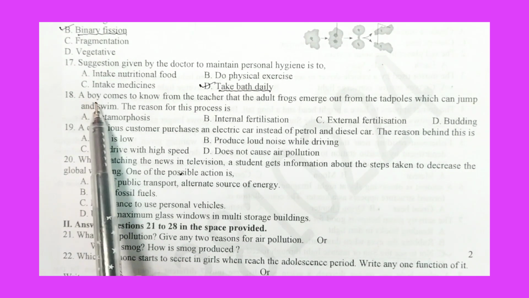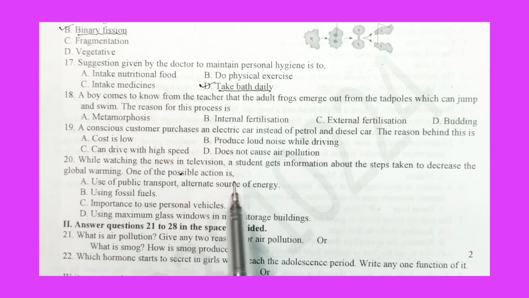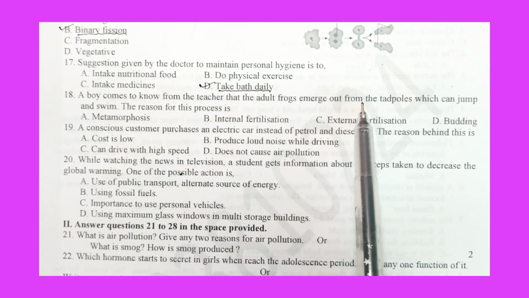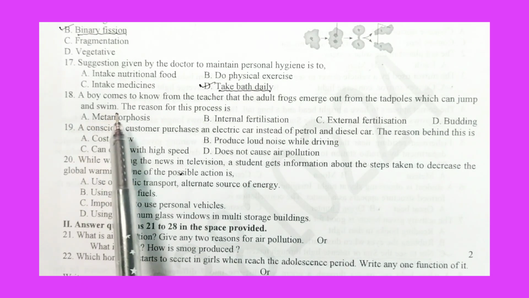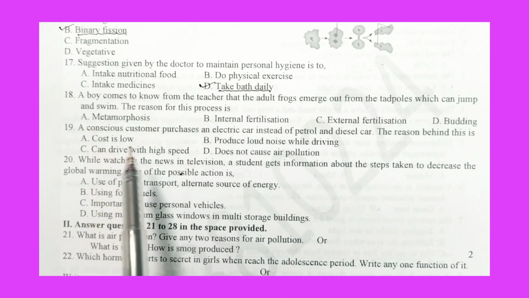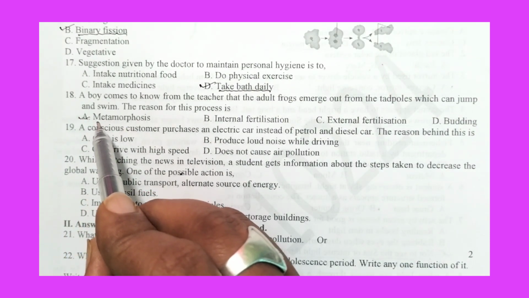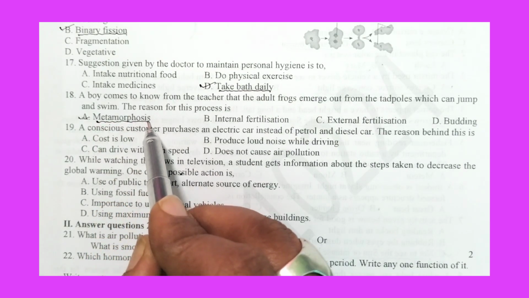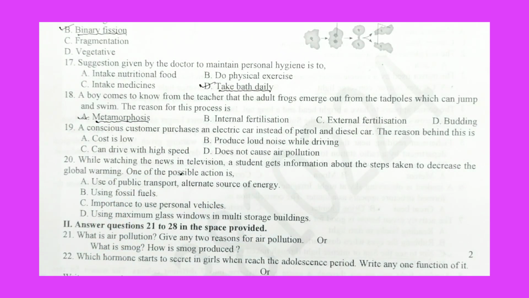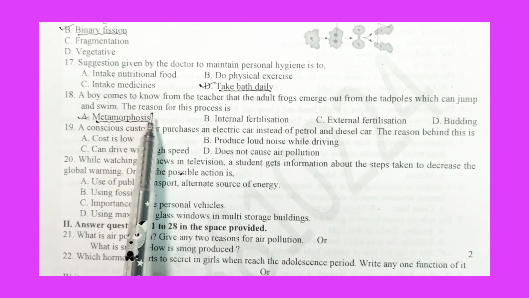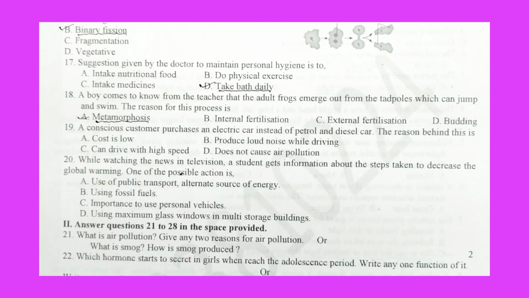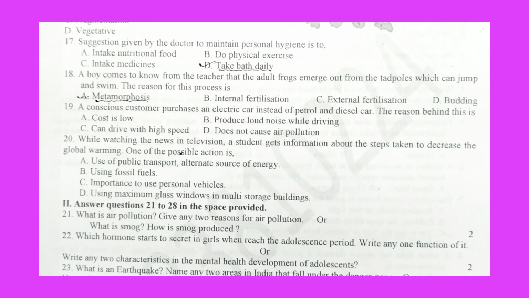Then coming to the 18th question: a boy comes to know from the teacher that the adult frog emerges from the tadpole, which can jump and swim. The reason for this process is what we call metamorphosis. So what is metamorphosis? We can observe so many changes from the larva stage to the adult stage. In the frog we see many changes from larva to adult. These overall changes are called metamorphosis. The reason for this process is metamorphosis.